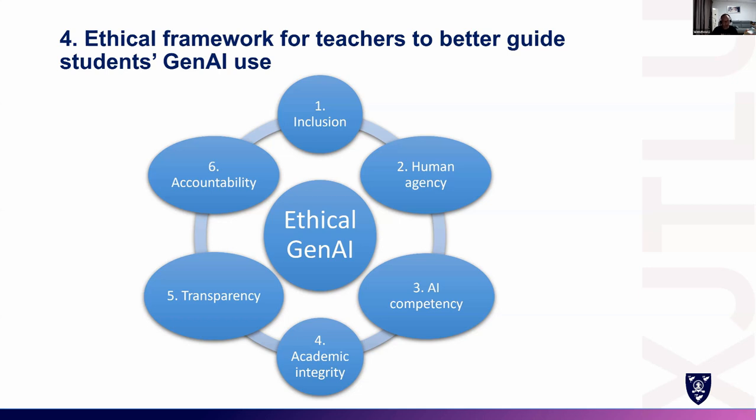The fifth one is transparency. By this, we mean that teachers can ask students to provide an explicit acknowledgement of AI involvement in their academic writing. For example, providing the screenshots of their interactions with AI, and also providing an ethics checklist before they submit their coursework. The last one is accountability.